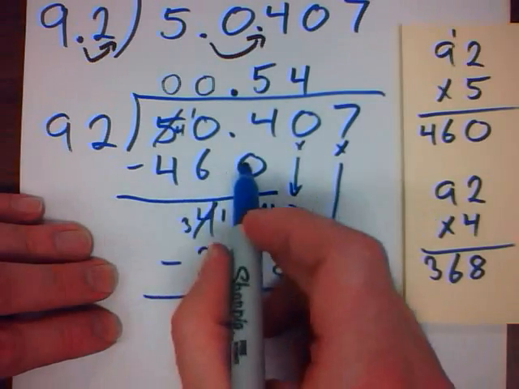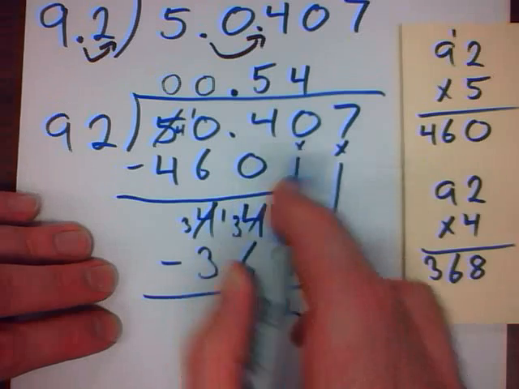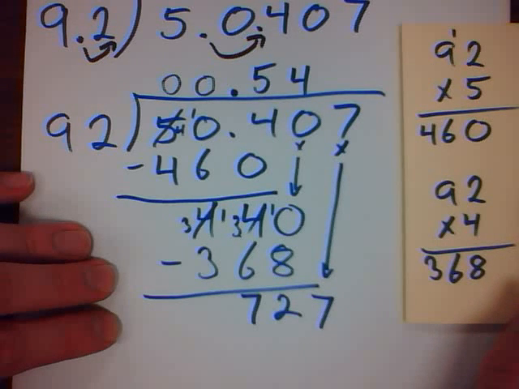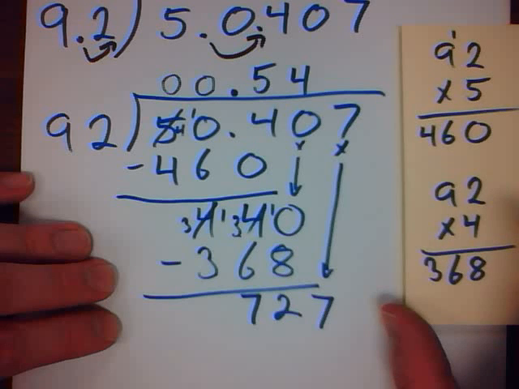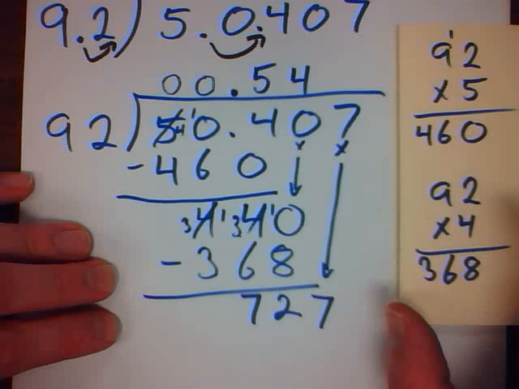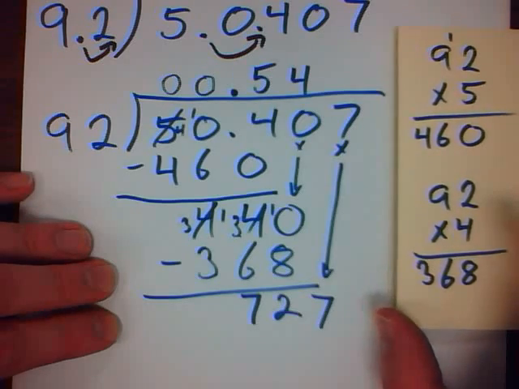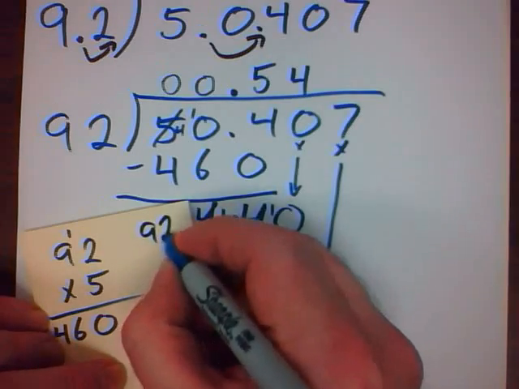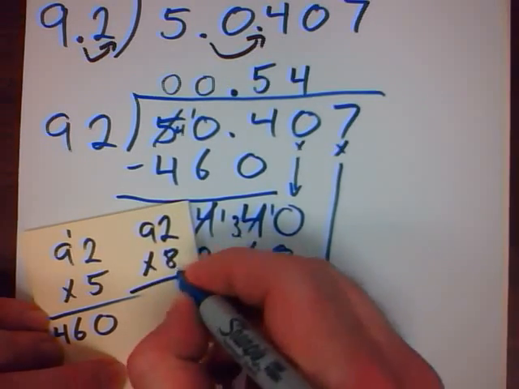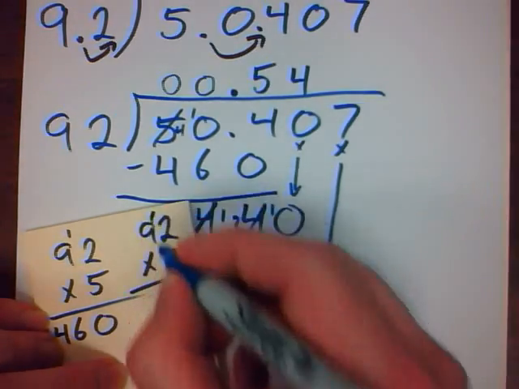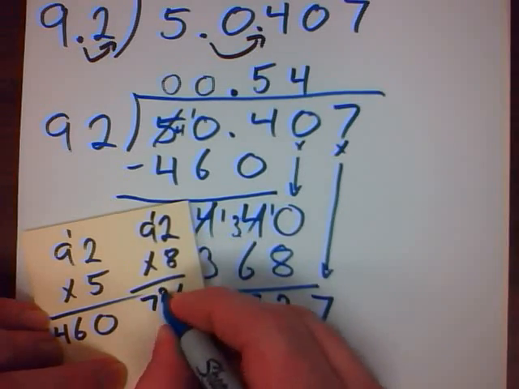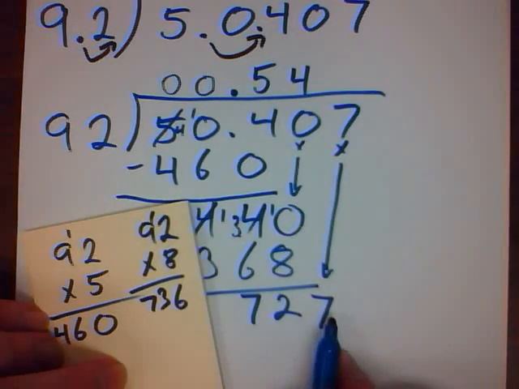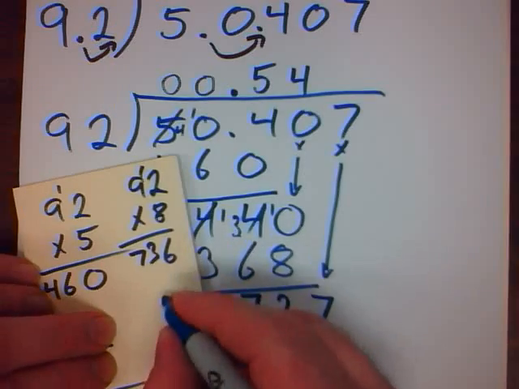727. Well, that's certainly more than 5, because 5 was only 460. What might it be? 6? 7? 9 times 9 is 81. 9 times 8 is 72. Could be 8. I'm going to check. 92 times 8. 16. Carry the 1. 72, 736. Oh, that's too high. So it's definitely not 8. Almost guaranteed to be 7.